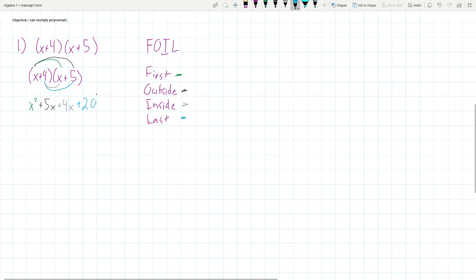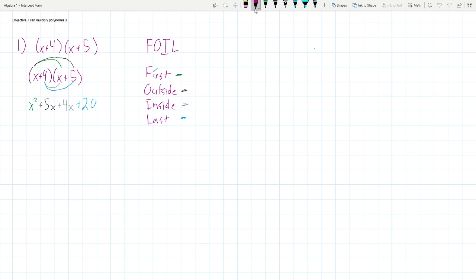Some people also call this the clamshell method. Some people call this the rainbow method, because if you do all of this at the top, there's a bunch of lines that are arching over. I just call it FOIL because that's how most people are going to refer to it in the future.